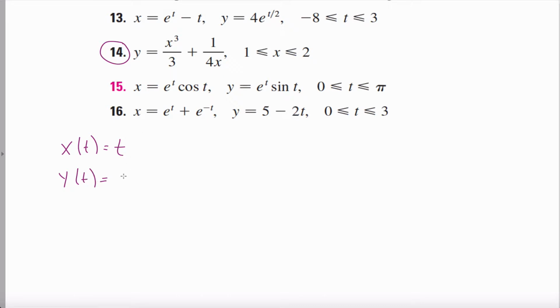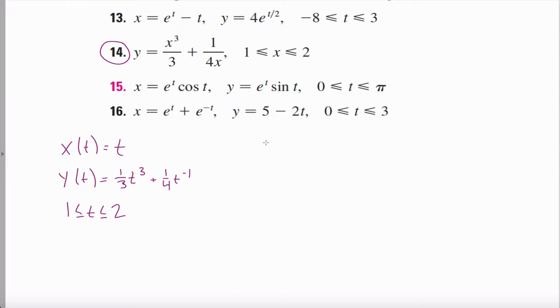Y of t would be equal to t cubed over 3, which I'm going to write as 1/3 t cubed, plus 1 over 4 t, which I'm going to write as 1/4 t to the negative 1 power. And now instead of my x's going between 1 and 2, it's my value of t that goes between 1 and 2. And so with this setup, it fits pretty well into my formula.